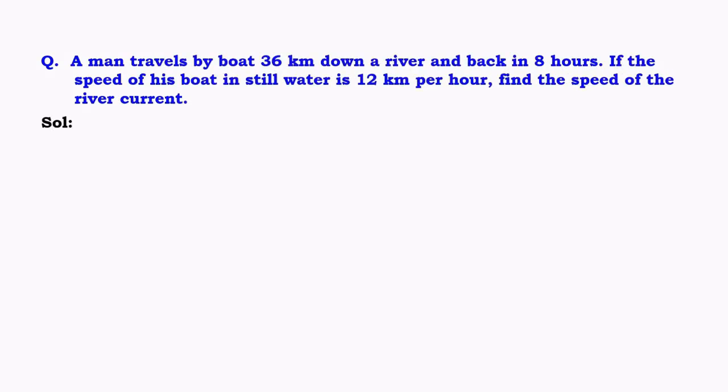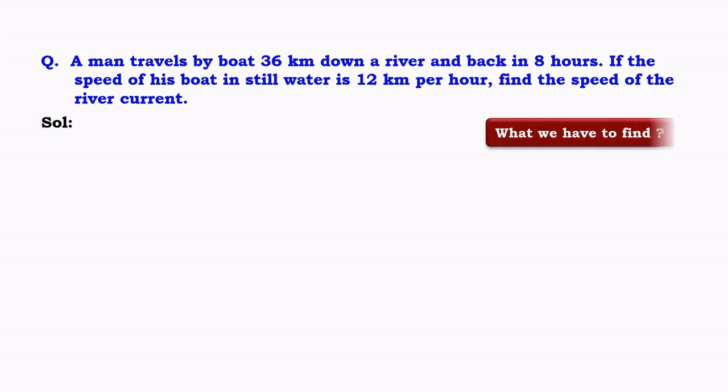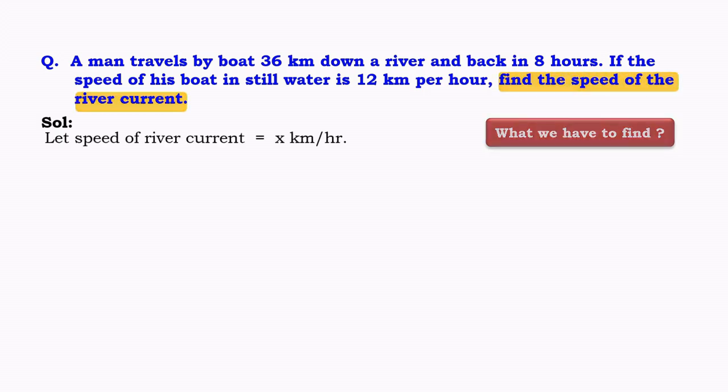A man travels by boat 36 kilometers downstream and then returns to the starting point in 8 hours. The speed of the boat in still water is 12 kilometers per hour. We have to find the speed of the river current. Let the speed of the river current be x kilometers per hour.